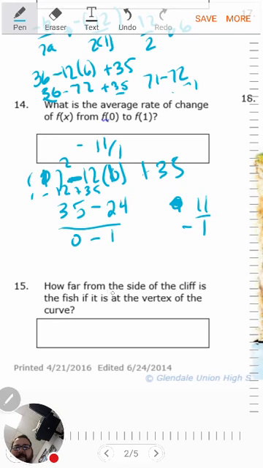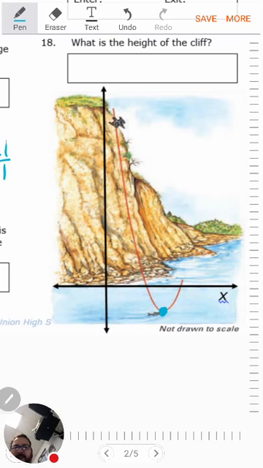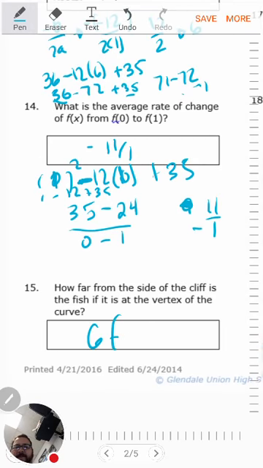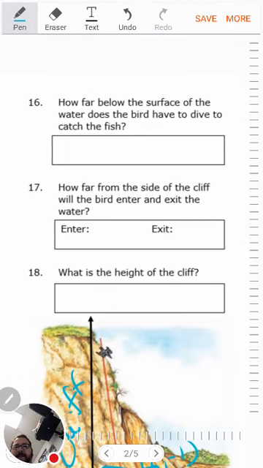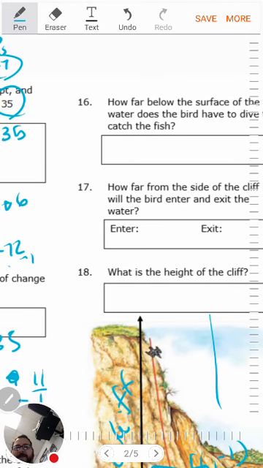Okay, how far from the side of the cliff is the bird if it is at the vertex of the curve? Well, here's the vertex of the curve, and you remember the vertex was at 6 and negative 1. So if this is the cliff over here, it is 6 feet away. Okay? Now, how far below the surface of the water does the bird have to dive? Well, that's all the way down here, so at negative 1.